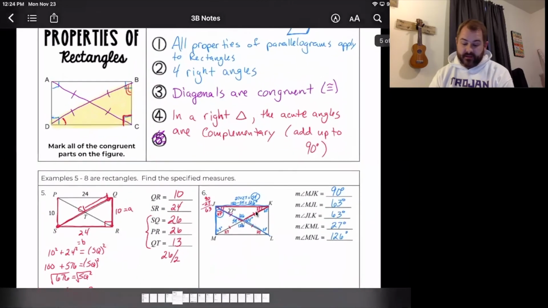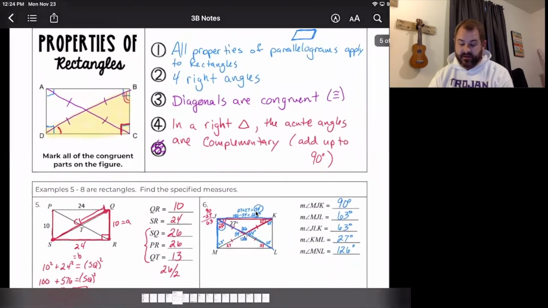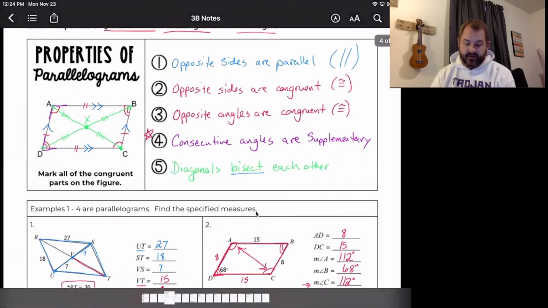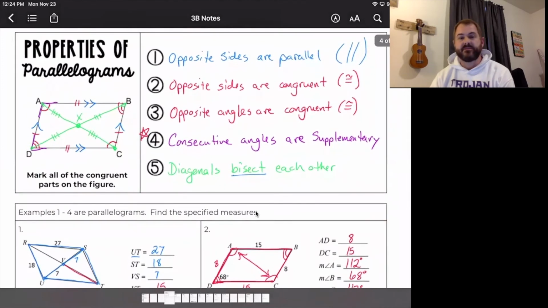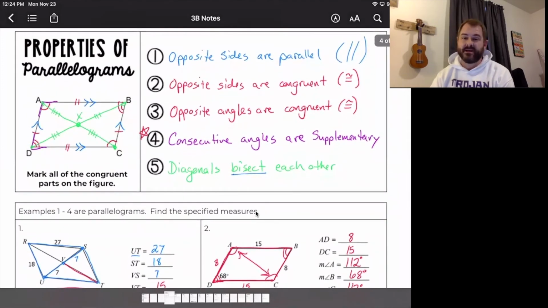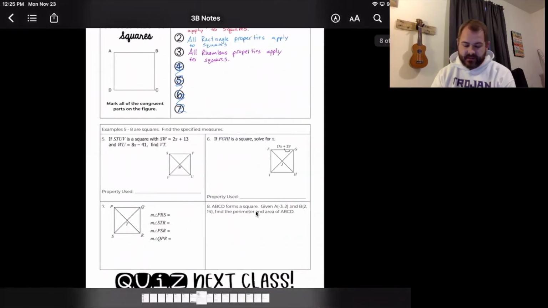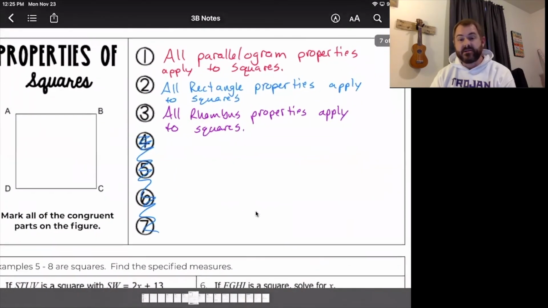From rectangles, all the properties of parallelograms still apply, but also for right angles, diagonals are congruent. And then again, remember, in any right triangle, the acute angles are complementary. And finally, all those properties of parallelograms: parallel sides, congruent opposite sides, opposite angles congruent, and so on and so forth. And actually, we get a very unique set of classifications for a square.